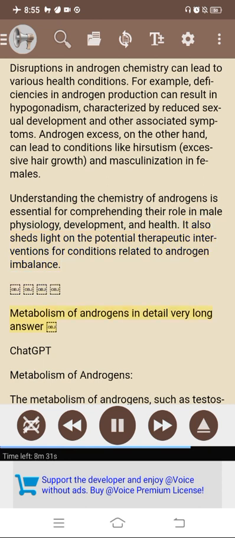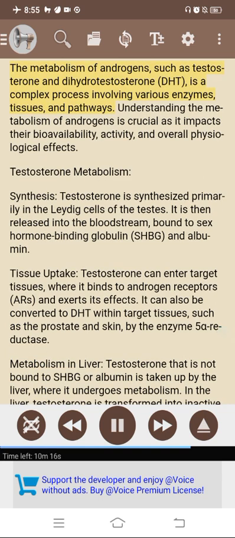Metabolism of androgens in detail. Very long answer. ChatGPT. Metabolism of androgens. The metabolism of androgens, such as testosterone and dihydrotestosterone (DHT), is a complex process involving various enzymes, tissues, and pathways. Understanding the metabolism of androgens is crucial as it impacts their bioavailability, activity, and overall physiological effects.